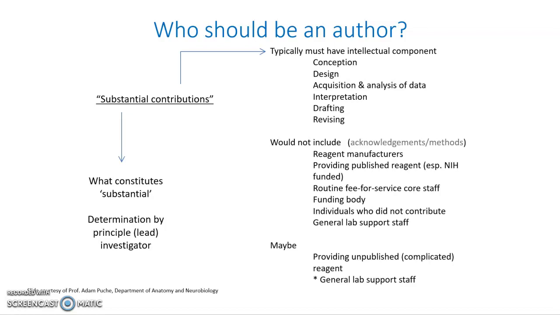So Professor Pouchet offers some suggestions here. Typically you must have what he calls an intellectual component: conception, design, analysis, interpretation, drafting, revising. What he would not include, and for example, I've been included in the acknowledgments of my students who published articles coming out of my class, and that's a great place for me to be. In this case, reagent manufacturers, and keep in mind he's from anatomy and neurobiology, so these are very specific to his field, but also any kind of routine fee-for-service core staff, funding body, and so on.